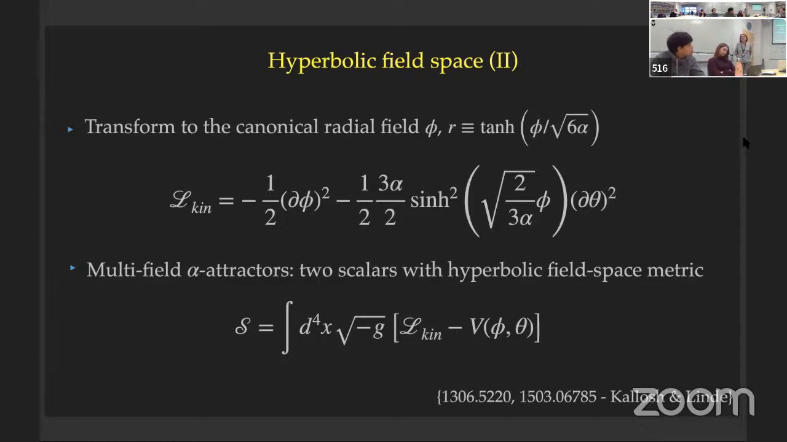And so basically you are there. So this is multi-field alpha-attractor. These are two fields living on a hyperbolic field space, and they will have some potential V of phi, theta. Can I just ask, the limiting case when alpha goes to infinity, is that a flat field space? If alpha goes to infinity, yes, the field space is flat. It just means that there will not be any term in front of the theta squared. Right, so it's going to one, okay.